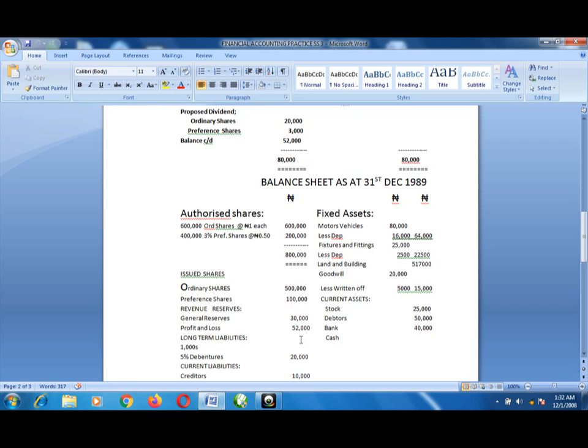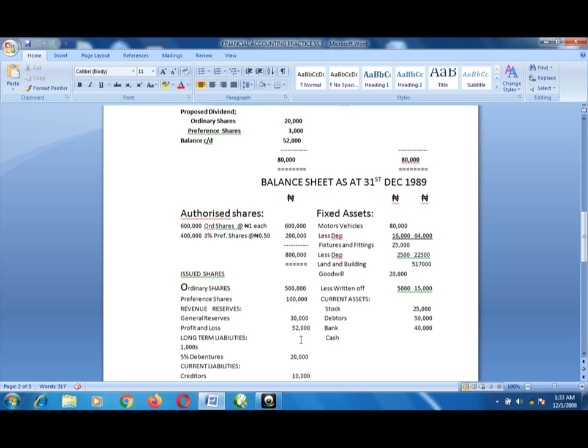If you like, you can add 500,000 plus 100,000 and you have 600,000, and you continue with the remaining entries. You don't need to rule or close your 500,000 plus 100,000, that's 600,000. Immediately you have a subbalance of 600,000. You continue with the remaining aspect of the question.